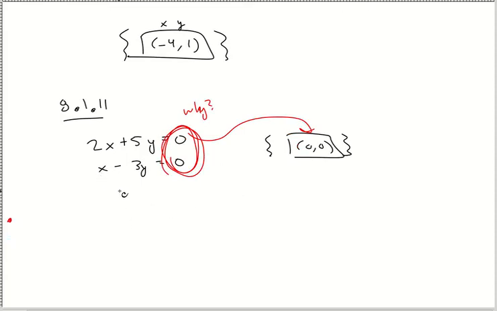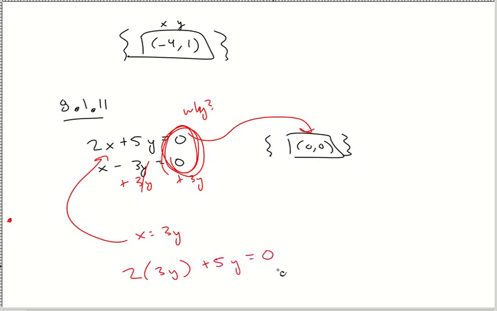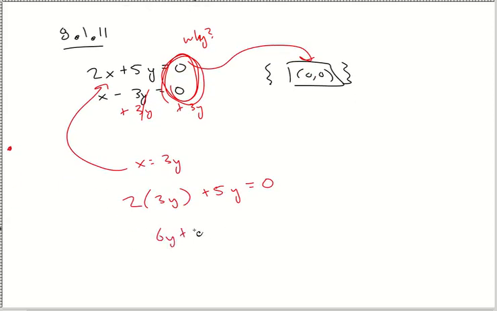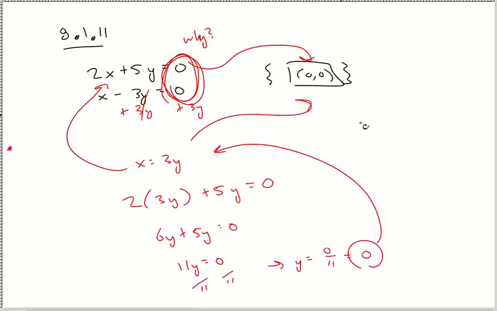We could do the math, of course. I'm going to add 3y to both sides. I'm going to prove this to you. So x equals 3y, and then I can plug that in right there. So I got 2 times 3y plus 5y is equal to 0. That's 6y plus 5y is equal to 0. That's 11y is equal to 0. Divide by 11 on both sides, and what you get is 0 over 11, which is still 0. And when you plug that in, you still get a 0. Okay.